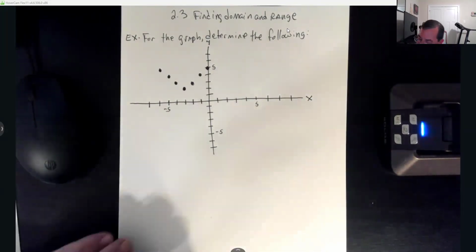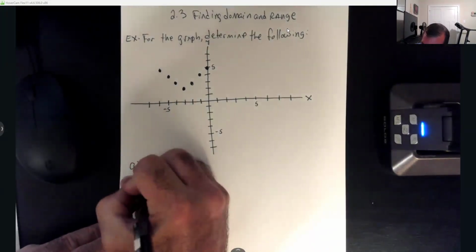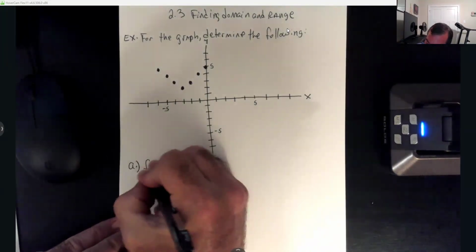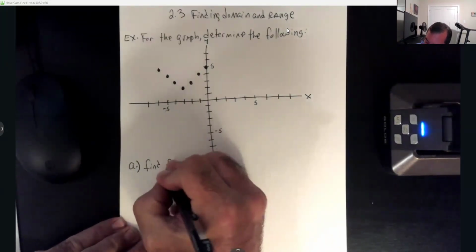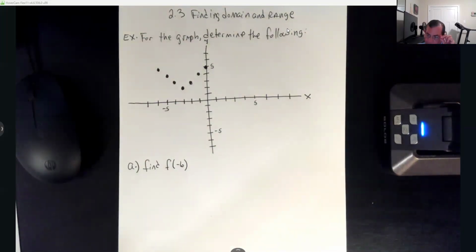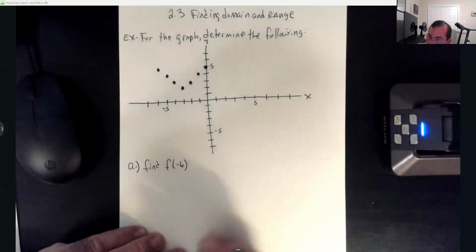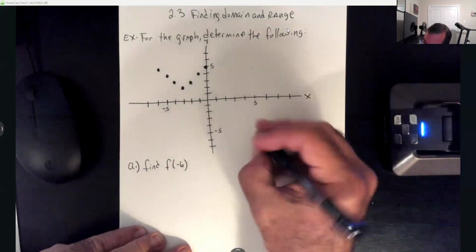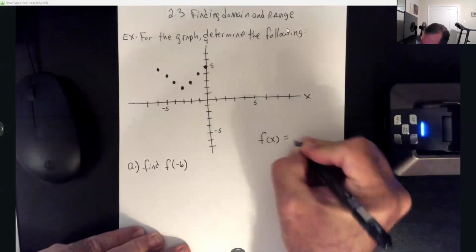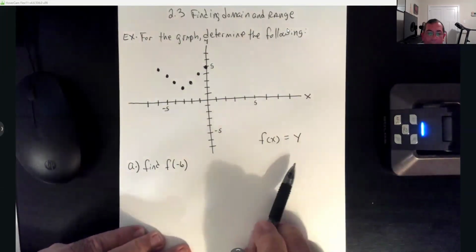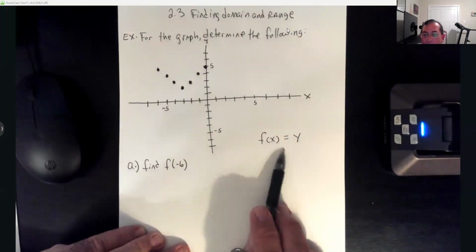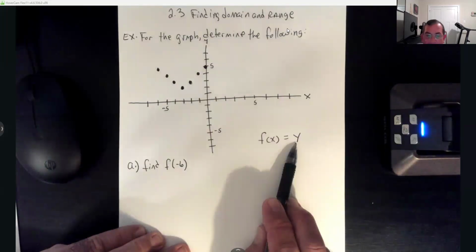Okay, so y'all, for A, they want me to find f of -6. Now, you got to remember what we said the other day about the f of x. Remember, we said f of x equals y. So if they're giving me an x value here, they want me to find the y value.